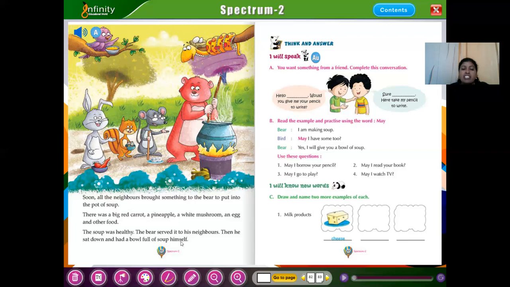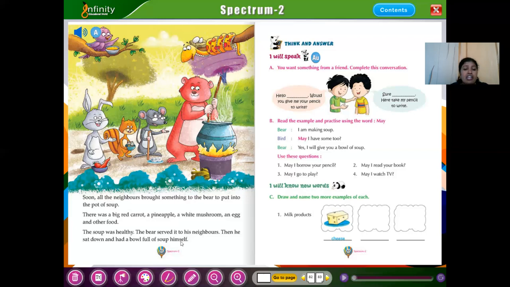Once upon a time, there was a bear. When he decided to make a soup, he asked all the neighbors for some food. But everyone rejected him and did not give any food. But after that, the bear decided to make the soup himself. When he started making the soup, one after another, all the neighbors came out and asked for the soup. So when they asked for the soup, the bear told them, if you give some food to put in, it will become very delicious and tasty.